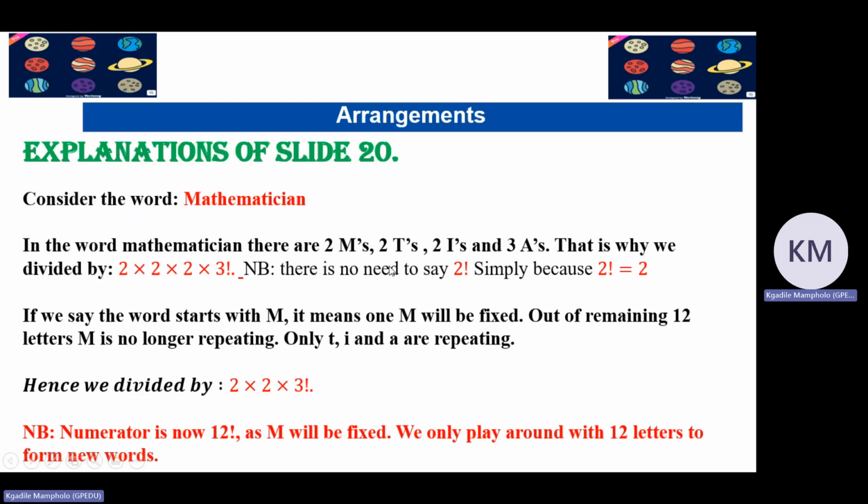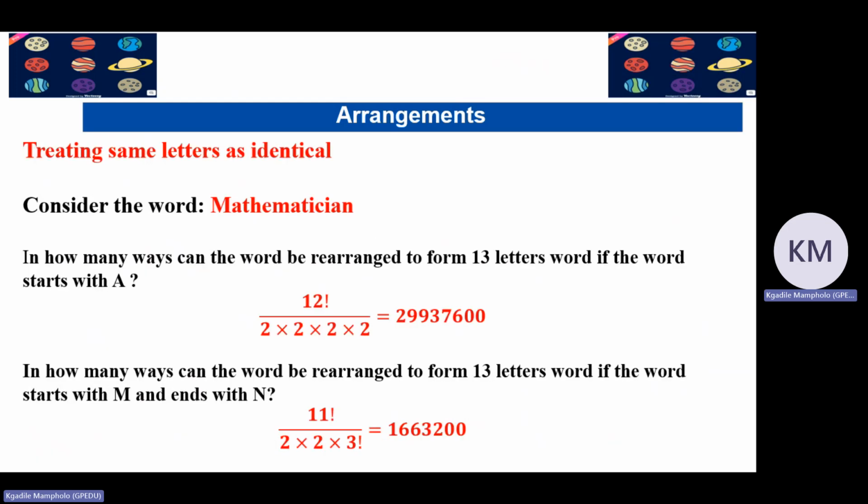I explain this to say that M is repeating, T is repeating, I is repeating, A is repeating, hence we have 2 times 2 times 2 times 3 factorial. And then the next one, M is not repeating because we said the word starts with M. It means the letters that we'll be playing around with do not include it. It will have only 1 M now because the M that is fixed is not changed. Still taking the same letters as identical. The word mathematician.